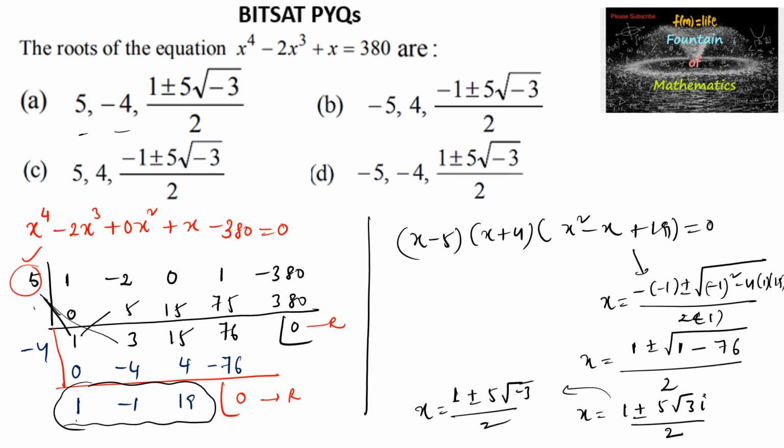So among these four, the first option is what we expected. So the other two roots are also 1 plus or minus 5 root of minus 3 divided by 2. So we can conclude option A.